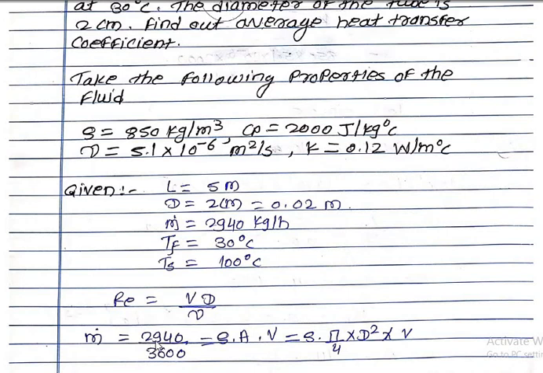So for that purpose, 2940 divided by 3600 will be converted into kg per second. We know the mass flow rate formula is nothing but density multiplied by area multiplied by velocity, where this area is the cross sectional area. For the tube the cross sectional area is pi by 4 multiplied by d square. So the equation becomes rho multiplied by pi by 4 multiplied by d square multiplied by velocity.